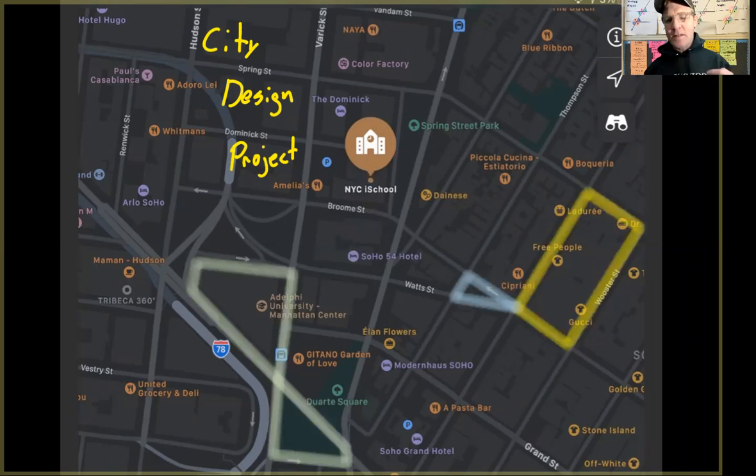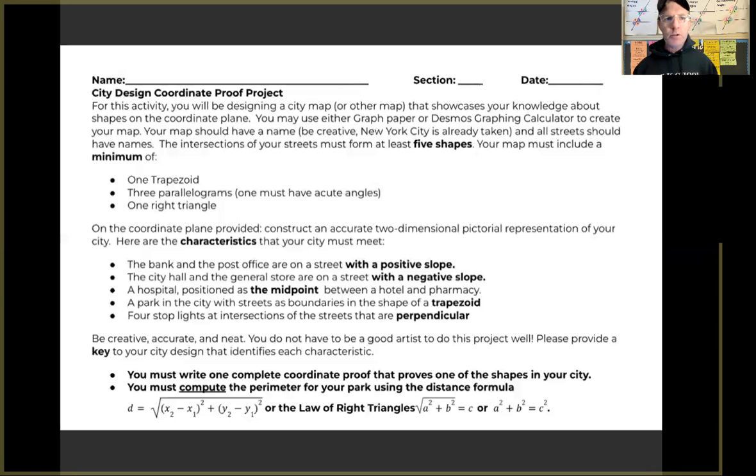If I could take this city map, put it on the coordinate plane, and assign some coordinates to it, then I can actually prove what these shapes are. So that's our mission: we're going to create a city. It could be fictitious, or you could create a neighborhood near you. If you want to look at Google Maps and try to recreate that, you could do that. Totally fine. So let's look at the project.